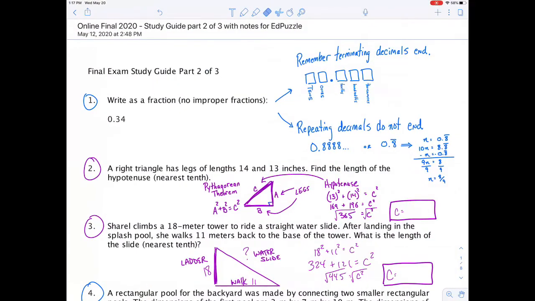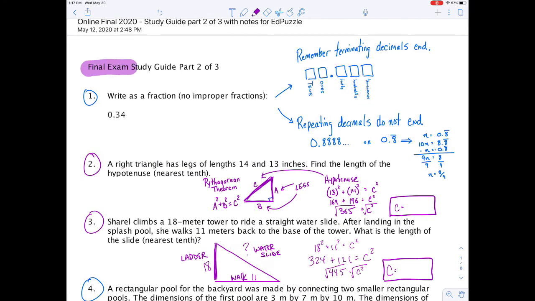Switch the camera around and here we go. You should have the document called Final Exam Study Guide Part 2 of 3 open and ready to go. And I'm going to get started here right away. Question number 1 talks about writing a decimal as a fraction.